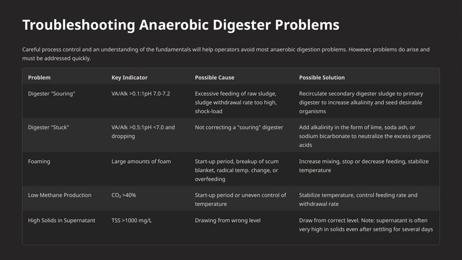Lastly, high solids in the supernatant, with TSS over 1000 mg/L, can occur if you're drawing from the wrong level. It's important to draw from the correct level, as supernatant can be very high in solids even after several days of settling. Proper level management helps ensure clear, stable effluent. Understanding these indicators and their causes allows us to respond quickly and keep the anaerobic digestion process healthy and efficient.